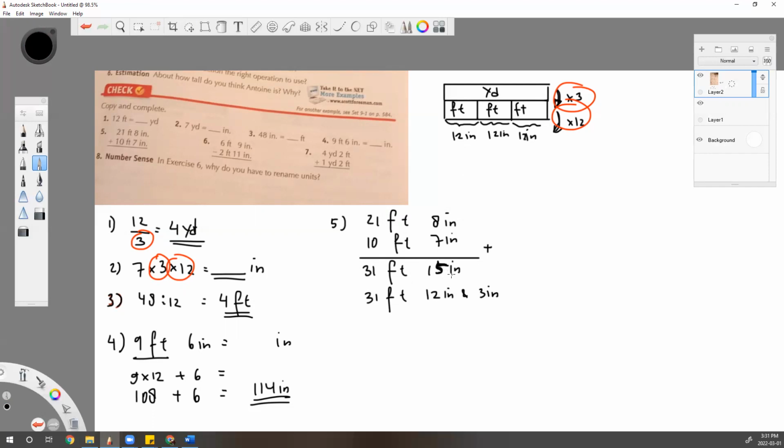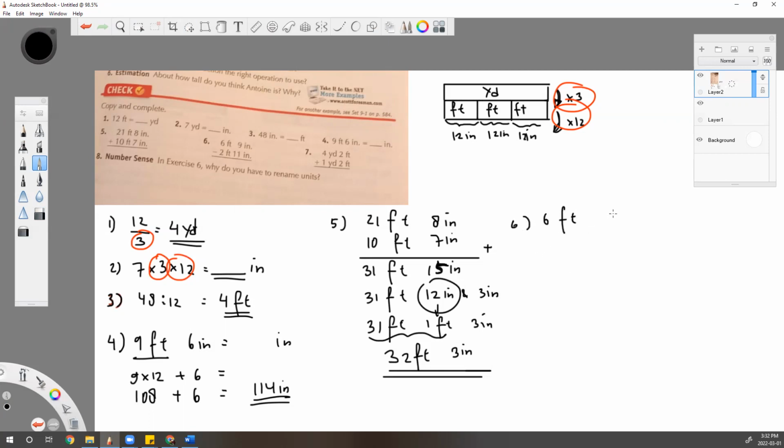So do this. 31 feet, put 12 and 3 inch, right? Why is it becoming 12? Because when it is 15, it has to be 12 and something, because the maximum inch is 12. So 12 inch is 1 foot. So 31 feet, and then you convert this into 1 foot and 3 inches. So you add all this number, 32 feet and 3 inches. Okay. Any questions so far, Rachel?